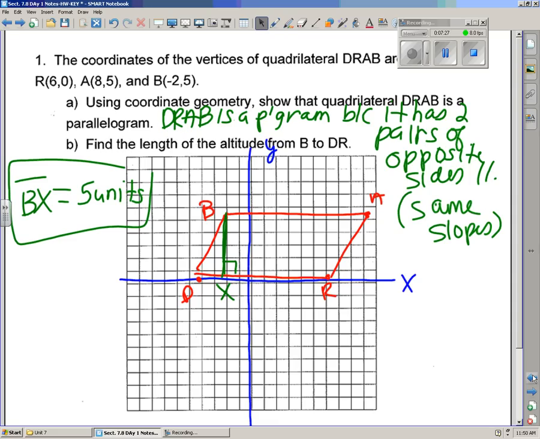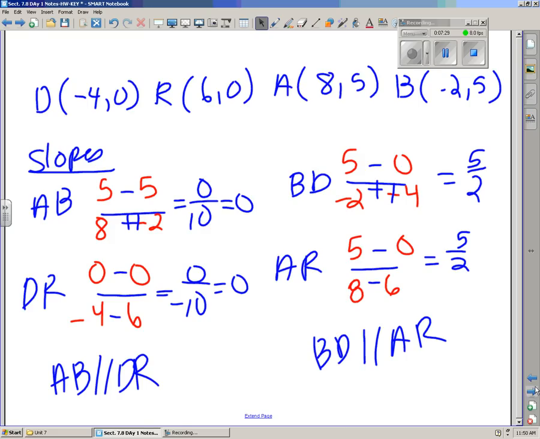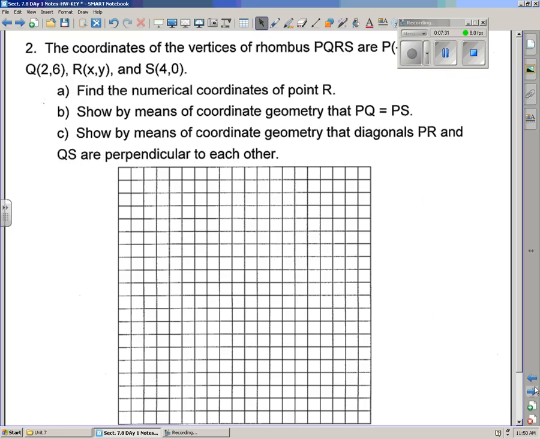Okay. Let's take a look at the next one. So the coordinates of rhombus PQRS are P is negative 3, 1, Q is 2, 6, R we don't know, S is 4, 0. We've got to find the coordinates of R.